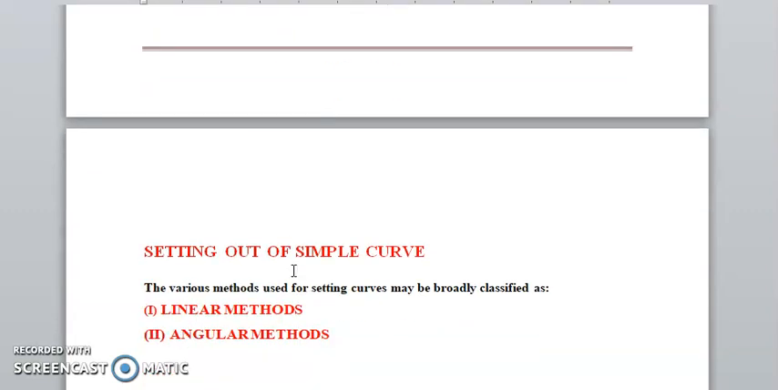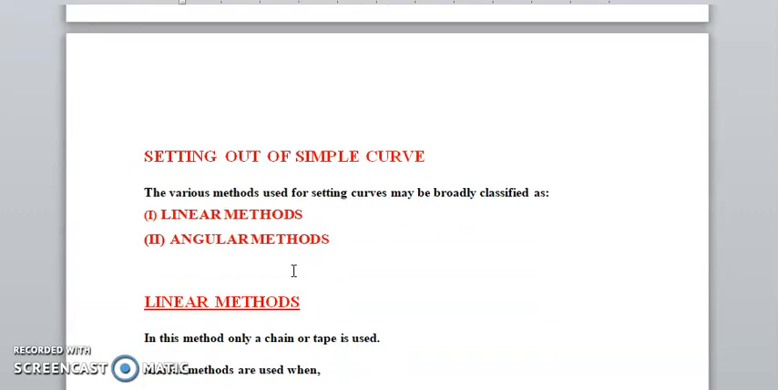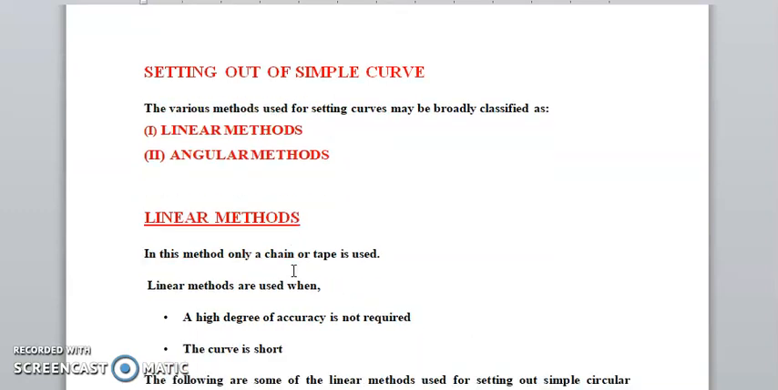Now we go for setting out the curve. First we go for setting out the simple curve. Various methods are used for setting out curves. First one is the linear method, second one is the angular method. Very important: linear method and angular method.